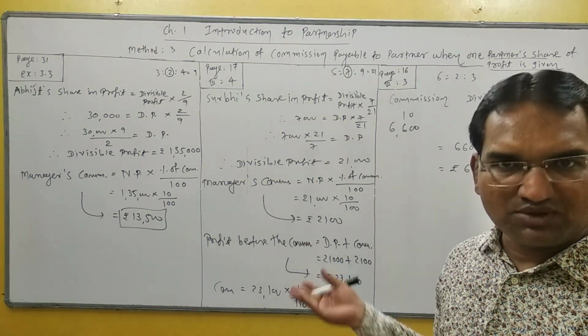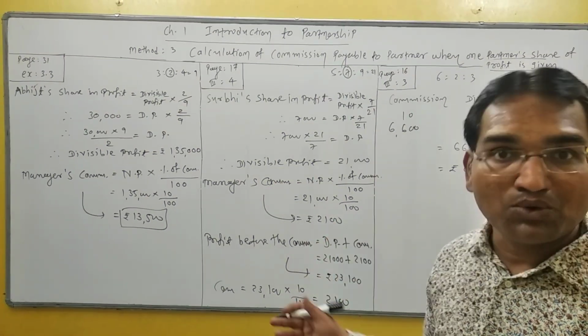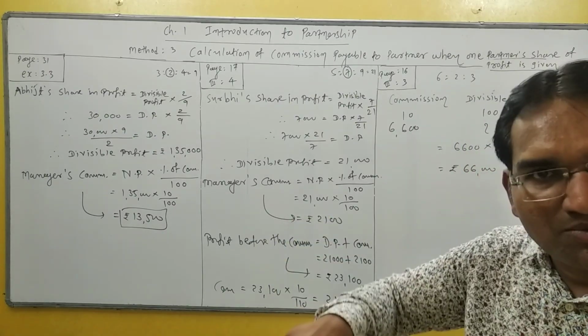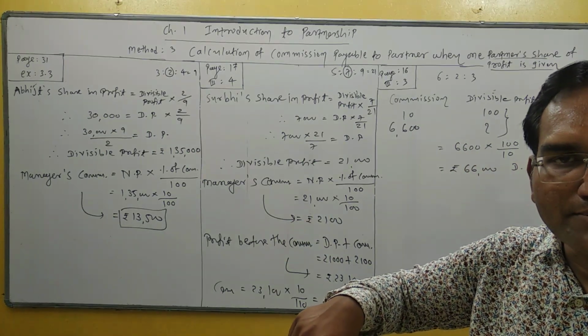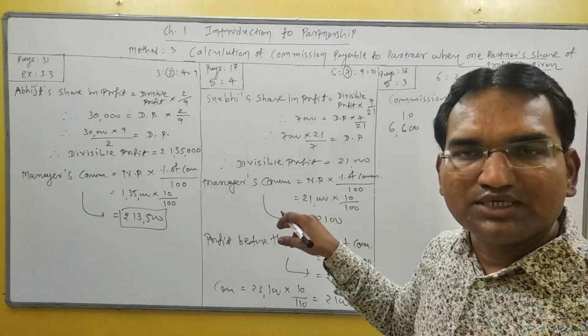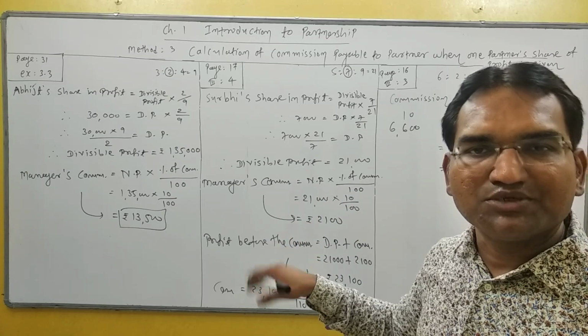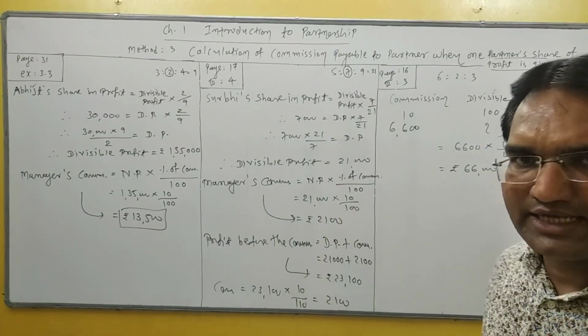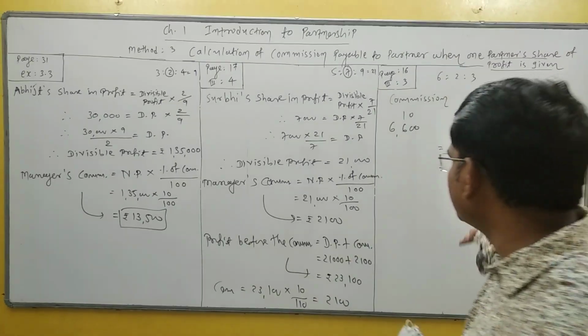Sir, commission is not deducted from this profit? No. Commission is calculated on divisible profit. That means such profit is already divisible profit. So commission is already deducted from this profit. So no need to deduct any commission. So this is your divisible profit.